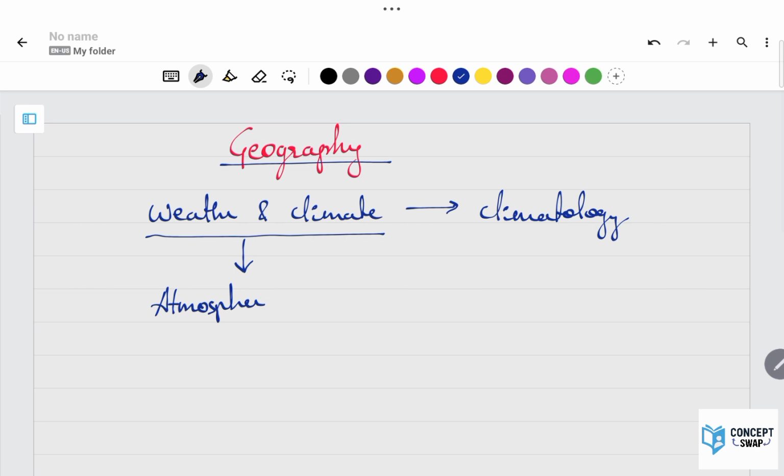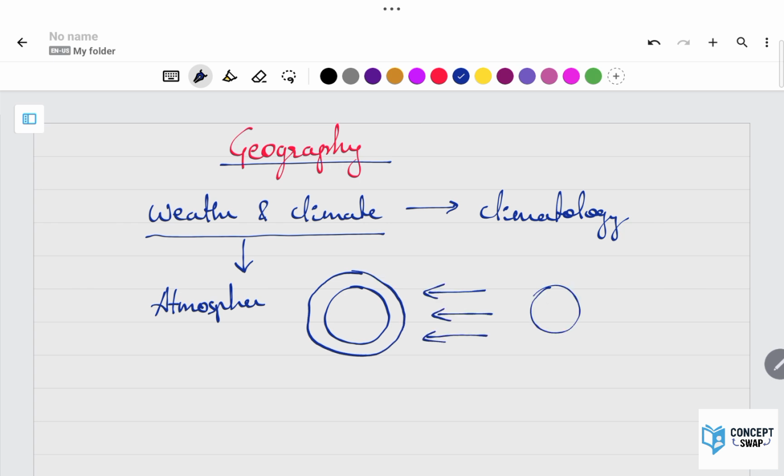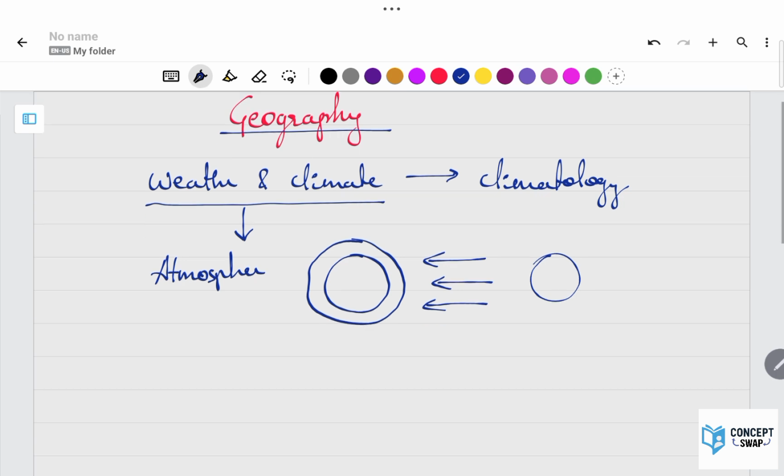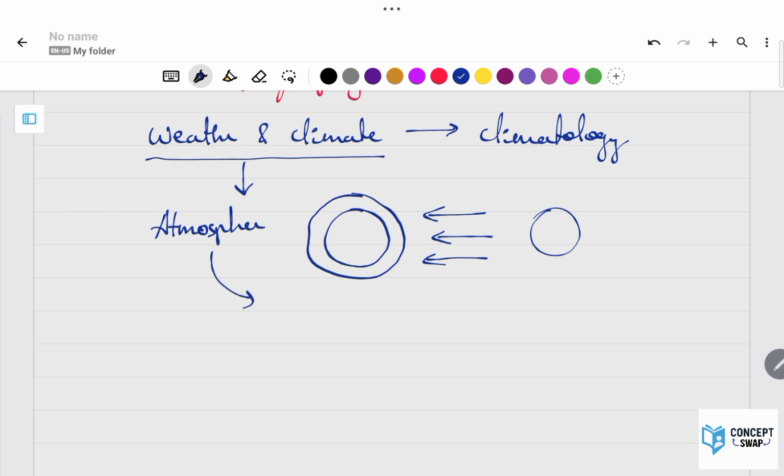What is atmosphere? Atmosphere is a layer of air surrounding the earth. There is a layer around the earth which protects us from the UV radiations that come from the sun. It is also helpful for other living organisms. What all comes under this atmosphere? The first main thing is the composition of the atmosphere.